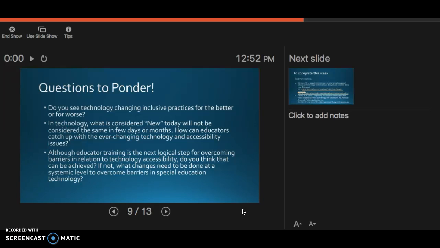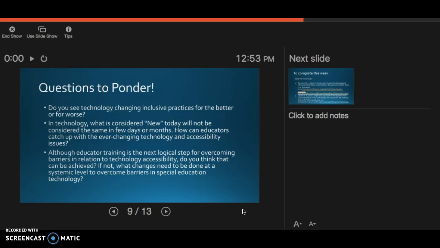In technology, what is considered new today will not be considered the same in a few days or months. How can educators catch up with the ever-changing technology and accessibility issues? This is a huge barrier. How do you think you will catch up with the ever-changing technology? Do you use technology tools? And if it changes, what happens? How do you inform yourself on these accessibility issues?